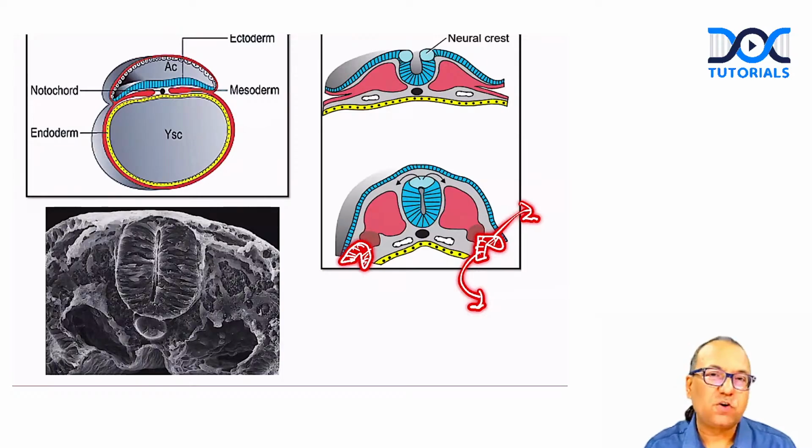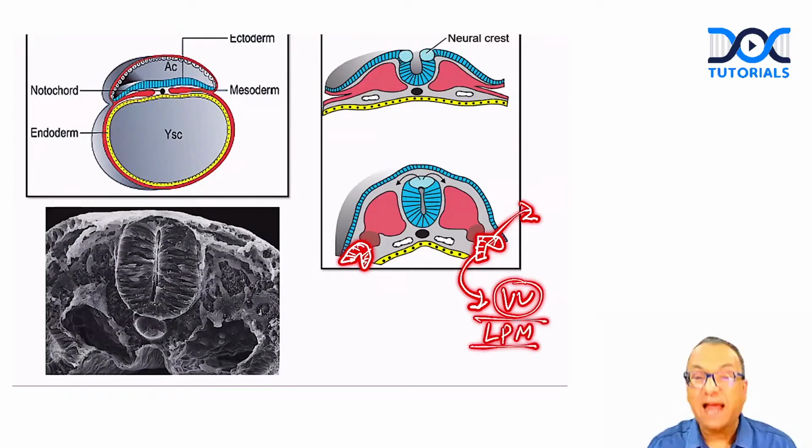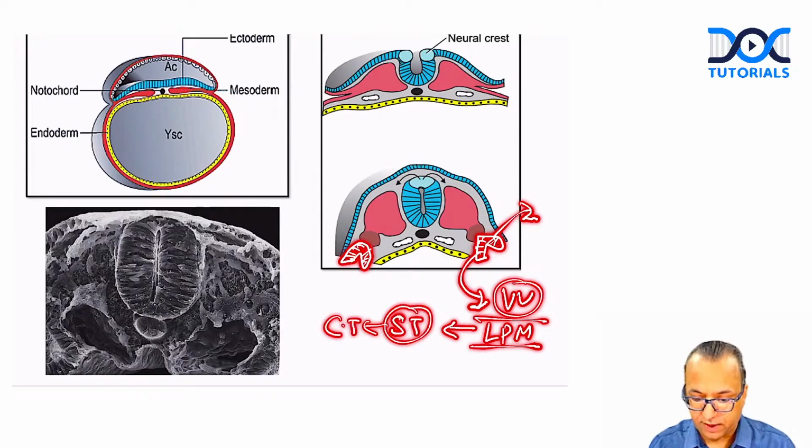Now, why is it all important? Because in the question you had options like that. It is the ventral visceral lateral plate mesoderm, which is also called splanchnic lateral plate mesoderm, that is going to form the septum transversum, which will form the central tendon of the diaphragm. That was in the option.